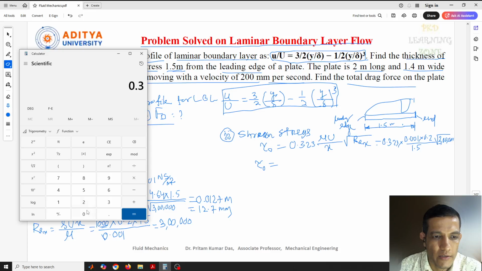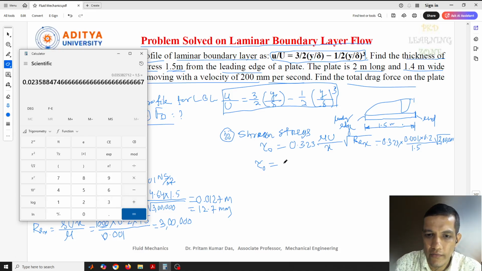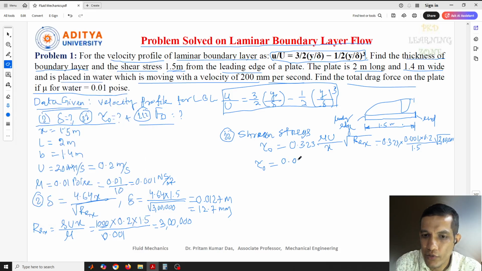So this is nothing but 0.323 into 0.001 into 0.2 into 547.72, divided by 1.5. We get 0.0235. So here we got the value of tau naught is 0.0235. The unit will be Newton per meter square. Okay, so this is the second value.